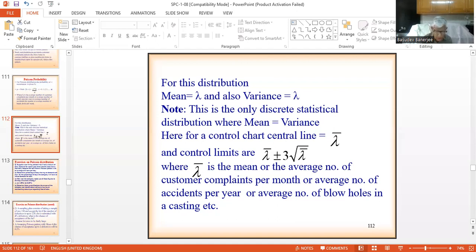Here lambda is 3, so r equal to 0 means e to the power minus 3, which is about 0.05. That will be seen in statistical table number 2, the Poisson table. Go to statistical table number 2.